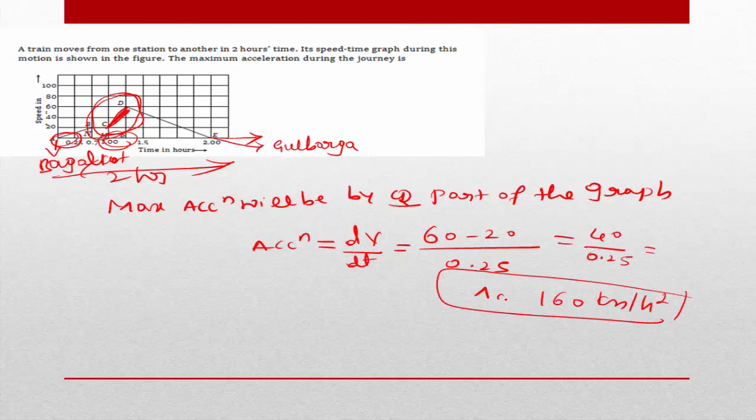Maximum acceleration by the CD part of this graph. The maximum acceleration of the train when it moves from one station to another in 2 hours, during the journey in this graph, is in the part C to D. In that graph, the maximum acceleration is 160 km per hour square. Like this, graphical questions based numerical problems are solved.